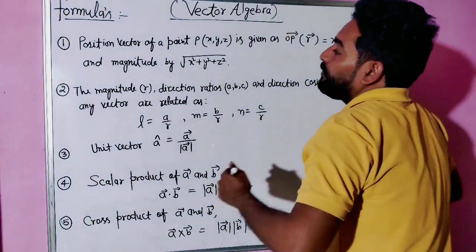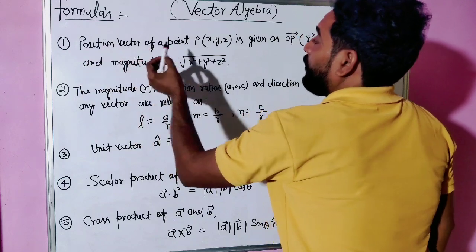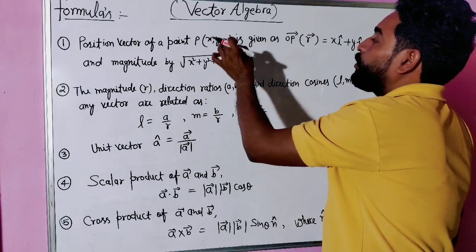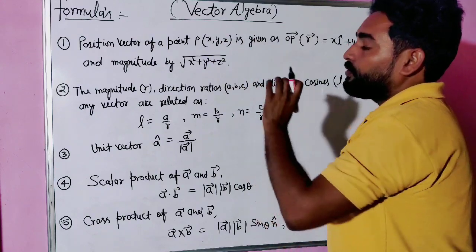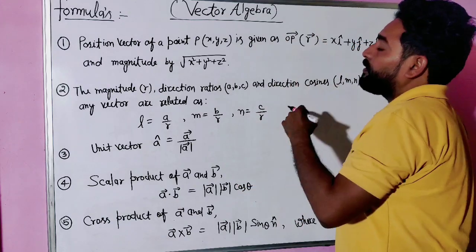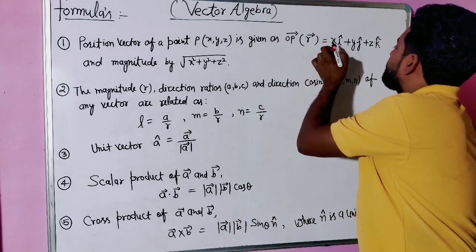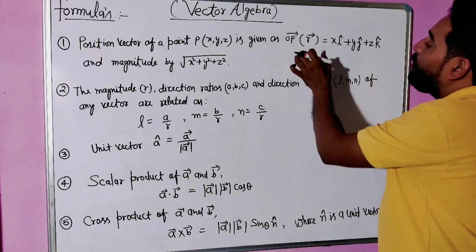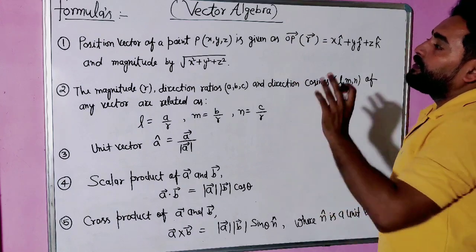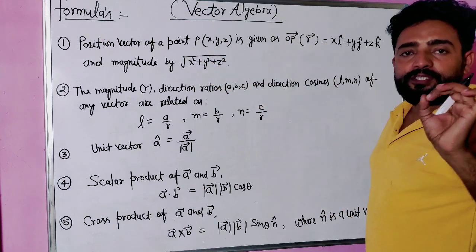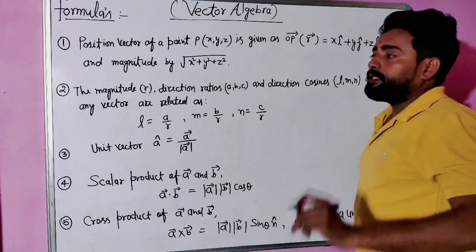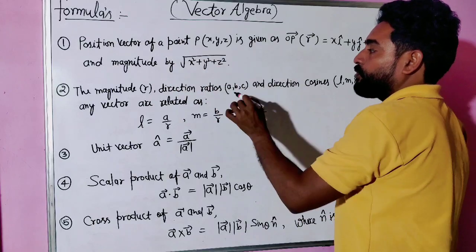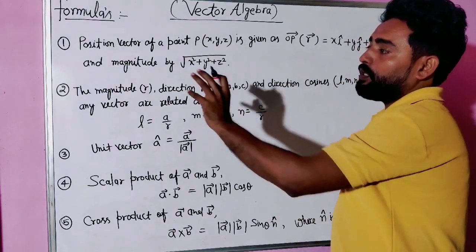Let us see friends. Formula number 1, position vector of a point P. If any point P has coordinates x, y, z given, then the position vector r vector, that is OP vector, is equal to x i cap plus y j cap plus z k cap. So friends, this is the formula of the position vector of point P, and its magnitude will be root of x square plus y square plus z square. Are you understanding formula number 1?